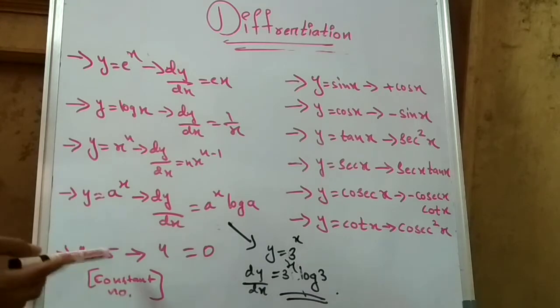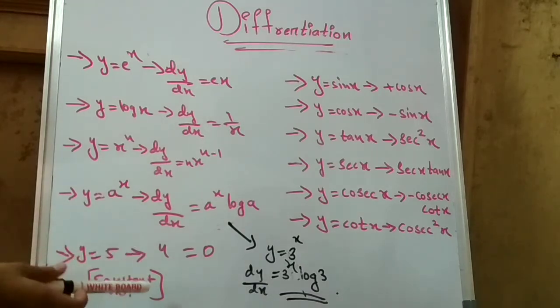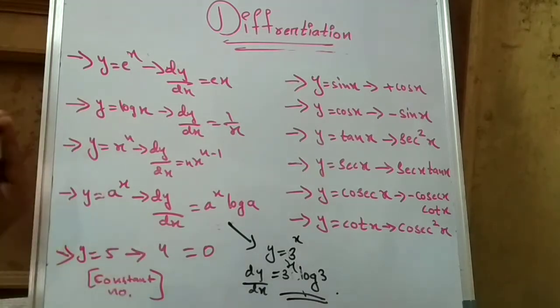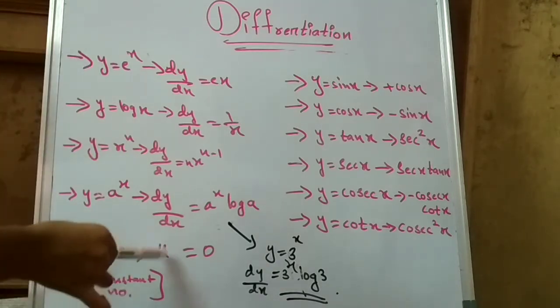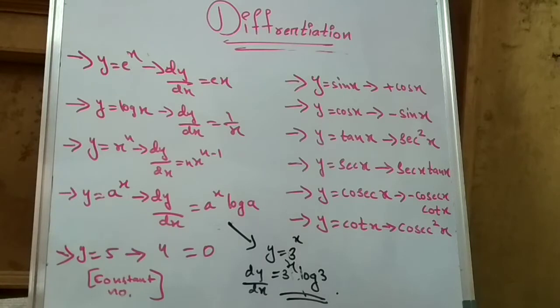And now y is equal to 5. So if any constant number like 1, 2, 3, 7 is given, dy by dx will be 0.